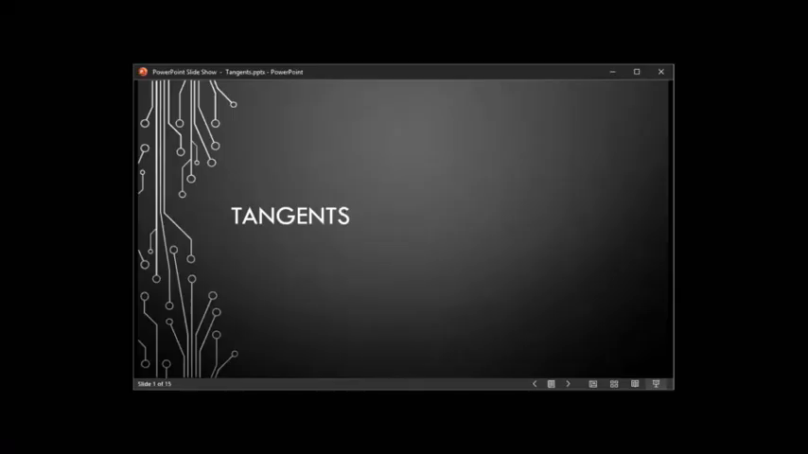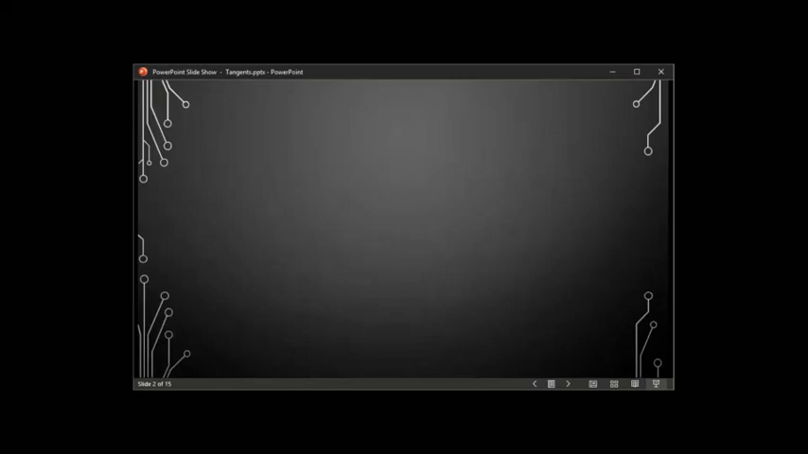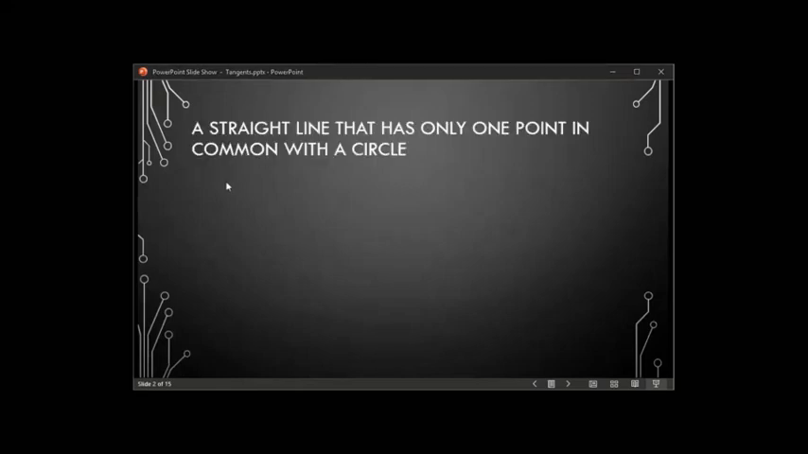Here we are going to revise the theories about tangents. So what is a tangent? A tangent is a straight line that has only one point in common with a circle. So that's what the definition says. We'll look into a diagram and see what that means.